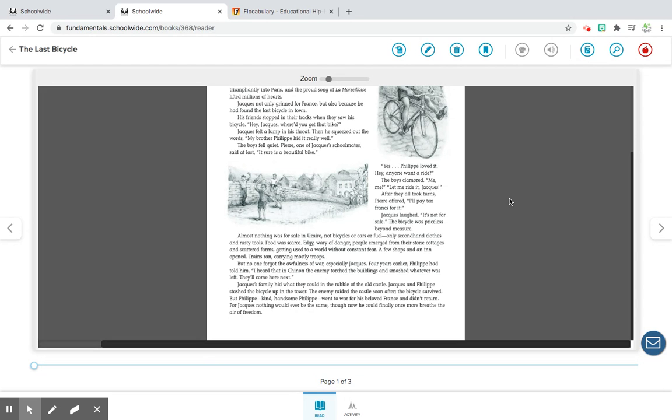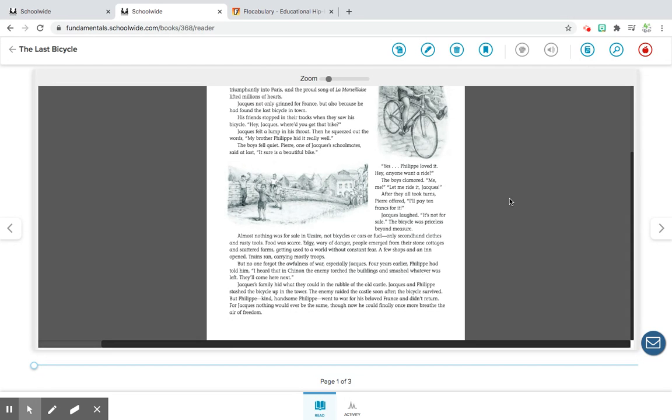Almost nothing was for sale in Erzar, not bicycles or cars or fuel, only secondhand clothes and rusty tools. Food was scarce. Edgy, wary of danger, people emerged from their stone cottages and scattered farms, getting used to a world without constant fear. A few shops and an inn opened. Trains ran, carrying mostly troops. But no one forgot the awfulness of war, especially Jaquise.